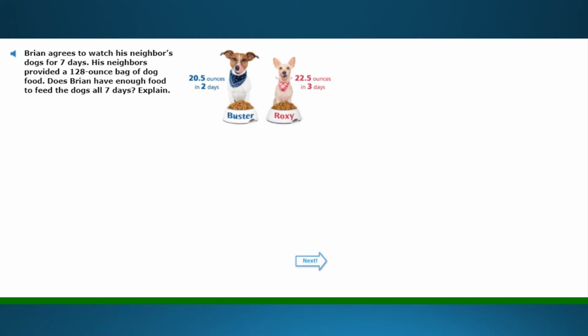Brian agrees to watch his neighbor's dogs for 7 days. His neighbors provided a 128-ounce bag of dog food. Does Brian have enough food to feed the dogs all 7 days? Explain. All right, so this is a multi-step problem. We first need to figure out the unit rate of each dog. So we'll work out Buster's unit rate first. And we can set up equivalent fractions like it was in the first example.